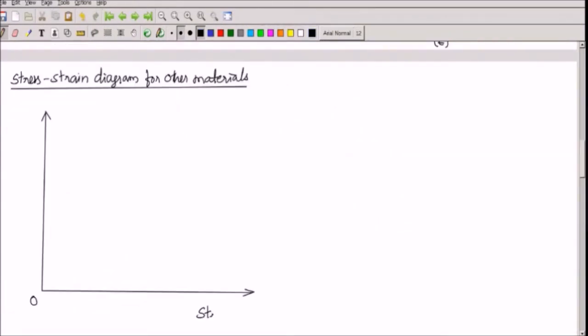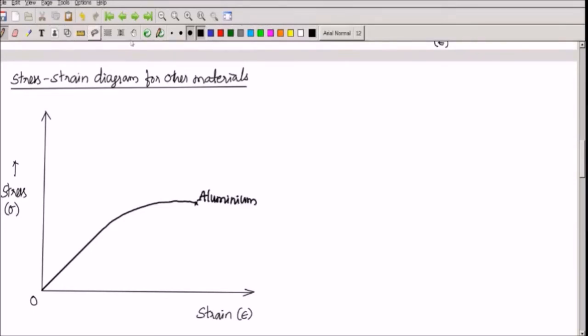This is the strain axis and the Y axis is stress. For other materials also, the initial portion will be a straight line only. For example, I'll write for aluminium. It will be like this. After that, it will not show a clear-cut yield point, but it continues like this, and at some point it breaks here. This is the kind of stress strain diagram you see for aluminium.